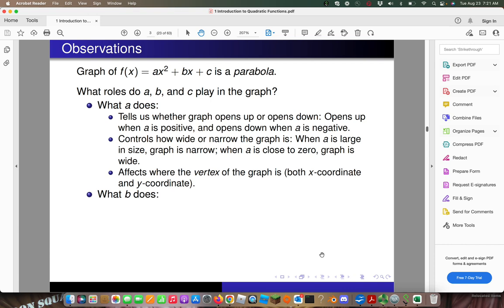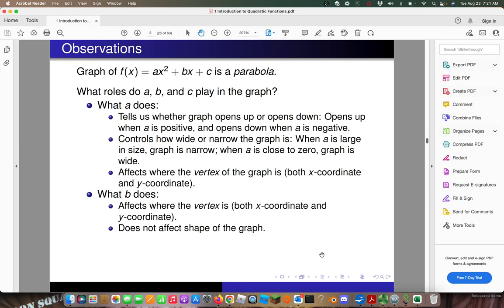So that's a lot that A does. So let's think about what B does. First thing B does is it affects where the vertex is. And again, just like A, it affects both the x-coordinate and the y-coordinate of where that vertex is. Where the top of the graph is when the graph opens down, where the bottom of the graph is when the graph opens up. However, it does not affect the shape of the graph. Right? A affects the shape of the graph by making it wider or narrower, but the graph has the exact same shape when you change the values of B, no matter how you change it. It could be a positive number, it could be a negative number, it could be a big number, it could be a small number, doesn't matter.